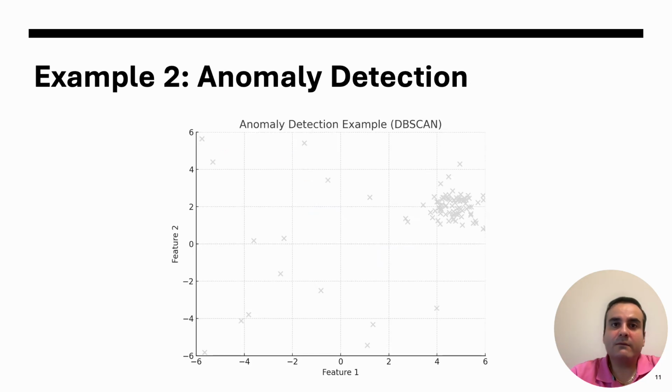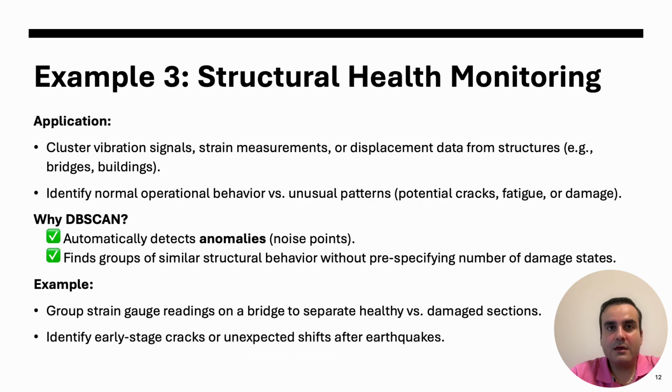In fields like finance, cybersecurity, or structural monitoring, anomalies are important but rare. Because DBSCAN labels isolated, low-density points as noise, it naturally flags unusual data points. This makes it a great tool for detecting fraud, spotting unusual system behaviors, or catching early structural problems in bridges and buildings.